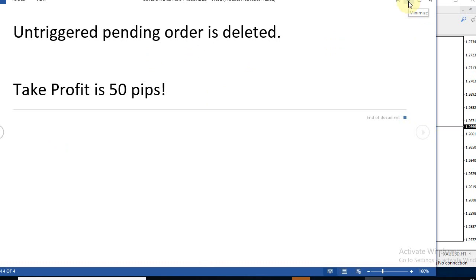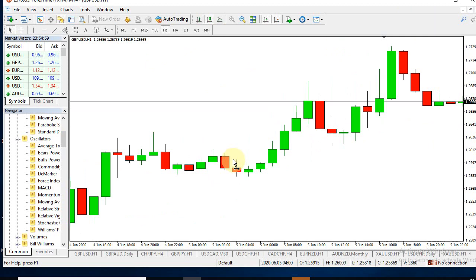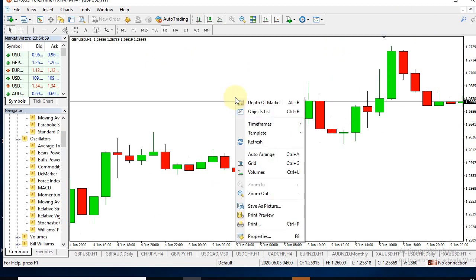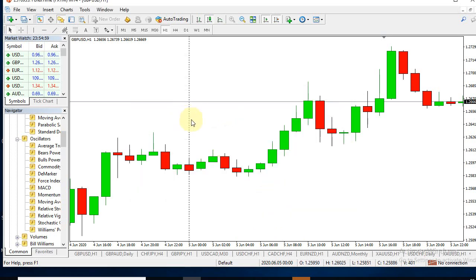Now let's go to the chart. This is the 1 hour chart for GBPUSD. The first thing you'll do is load the period separator to mark out the days. You right click on the chart, then click on properties, then go to common and click on show period separators. Now these are the period separator markings.